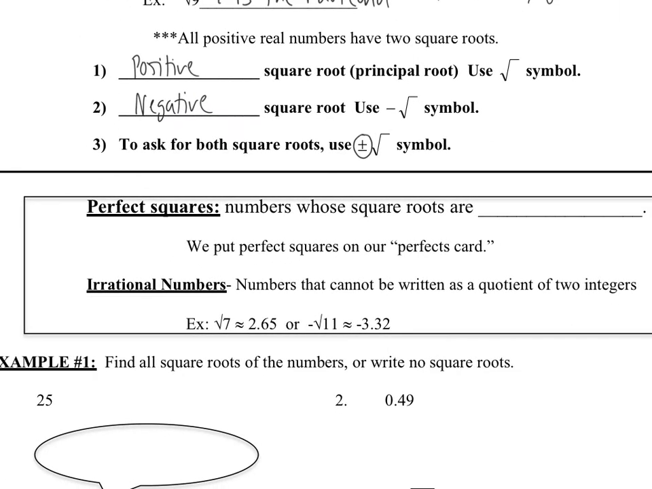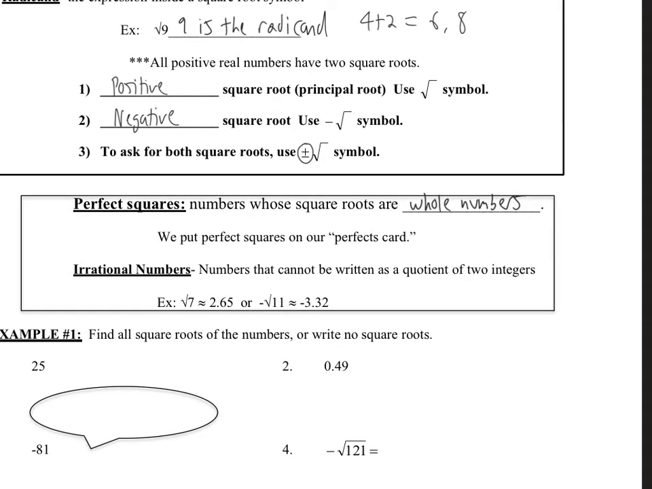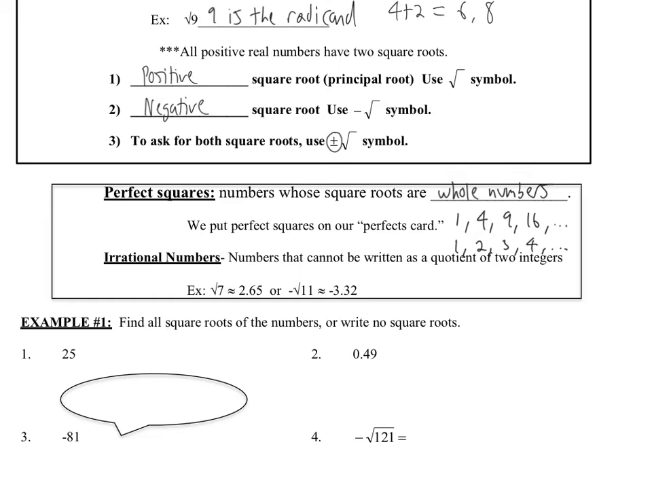And then we have our perfect squares. Perfect squares are numbers whose square roots are whole numbers. For example, 1, 4, 9, 16, because the square root of 1 is 1, the square root of 4 is 2, the square root of 9 is 3, the square root of 16 is 4, and so on. Those numbers go on forever, and you'll have a perfect square card that you'll be able to use. Numbers that, when you take the square root of them, come out to a nice whole number are perfect squares.